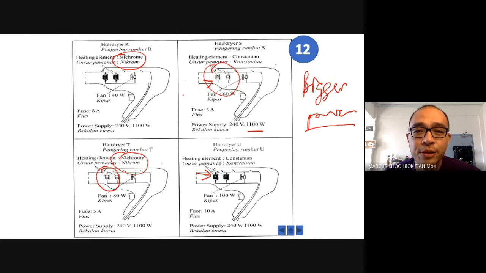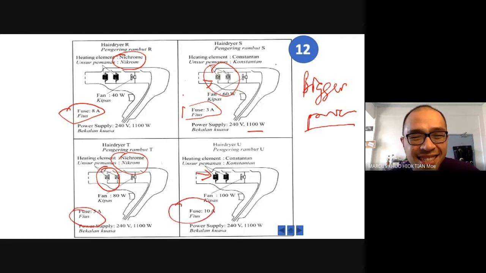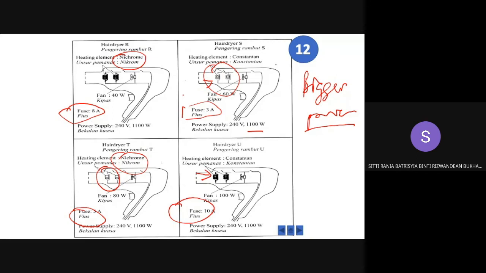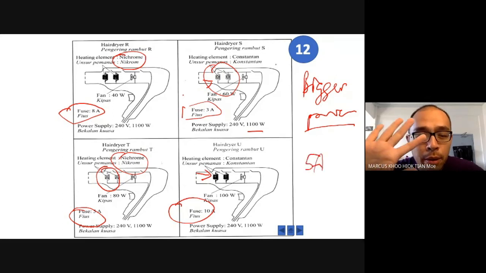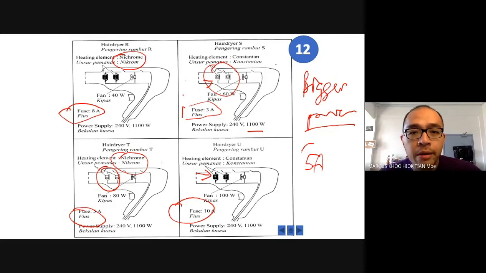But this is a good question because the last one is the fuse. Rania, it's you again and the fuse. What fuse do we use? 5 ampere. Why 5 ampere? Okay, guys, for fuse, we have to make an exception. We cannot say bigger fuse, smaller fuse, because fuse is very specific. Okay, why 5 ampere, Rania?